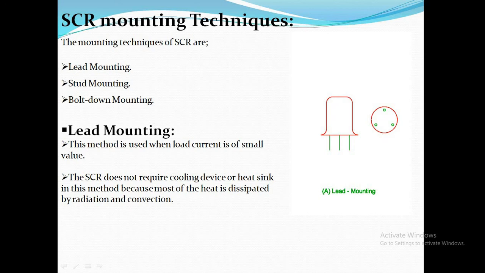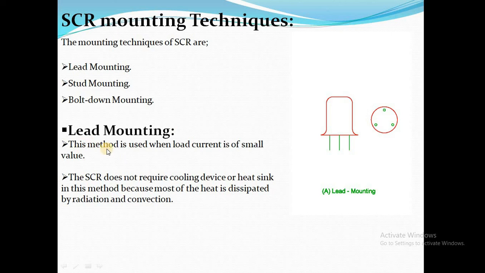A heat sink is a device on which semiconductor devices are placed. It dissipates the heat from the device to the atmosphere and maintains the operating temperature of that device. So here we are going to study some SCR mounting techniques. SCR mounting means we are fixing the SCR for different current rating applications. Some of the types are lead mounting, stud mounting and bolt down mounting.